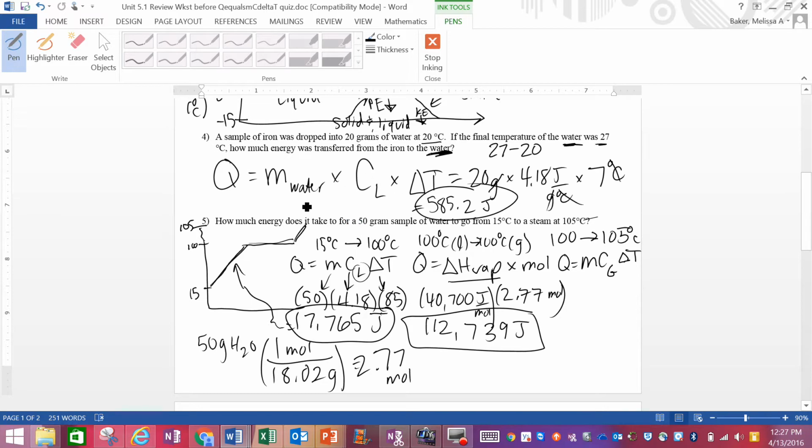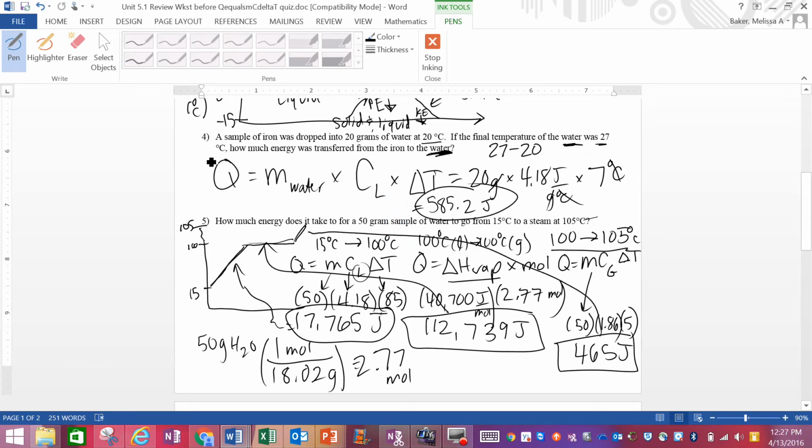Finally, this last little bit, so if I'm drawing an arrow, that's for the plateau. Mass is still 50. Specific heat for a gas is 1.86. And the change in temperature from 100 to 105 is just 5. Multiply those together, I get 465 joules. So that's how much energy it takes to get up that last little bit.